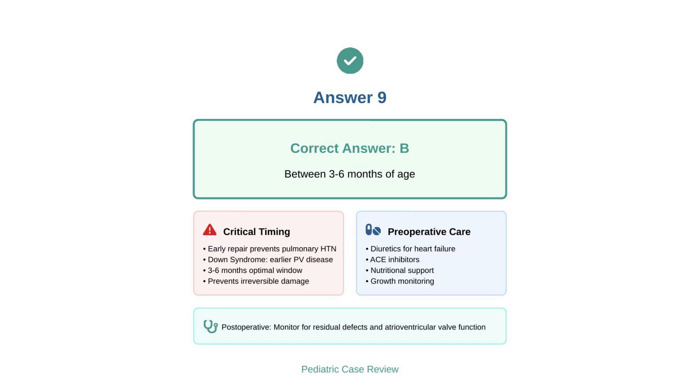Atrioventricular septal defect repair should occur between 3 to 6 months of age in Down syndrome patients. They develop pulmonary vascular disease earlier than other children, making timely surgical intervention critical.